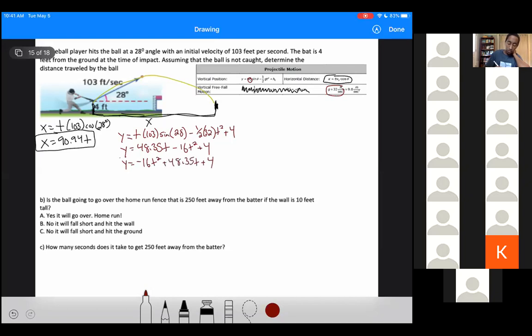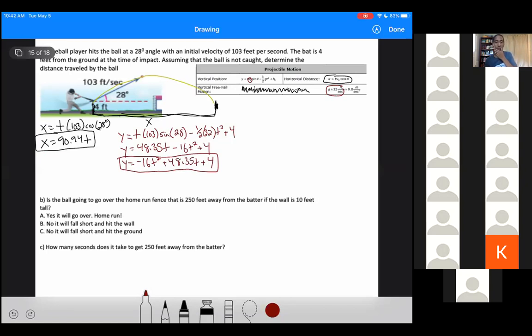Okay, so Natalia's right. We are going to use this equation somehow. However, we can't set them equal to each other because this is a y right here and this is an x. So they're different variables. So we can't use substitution and substitute the y in for x.